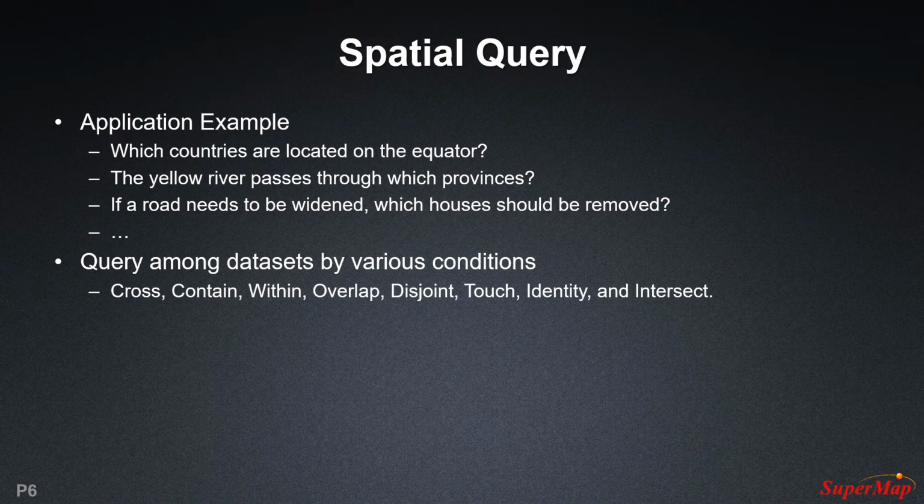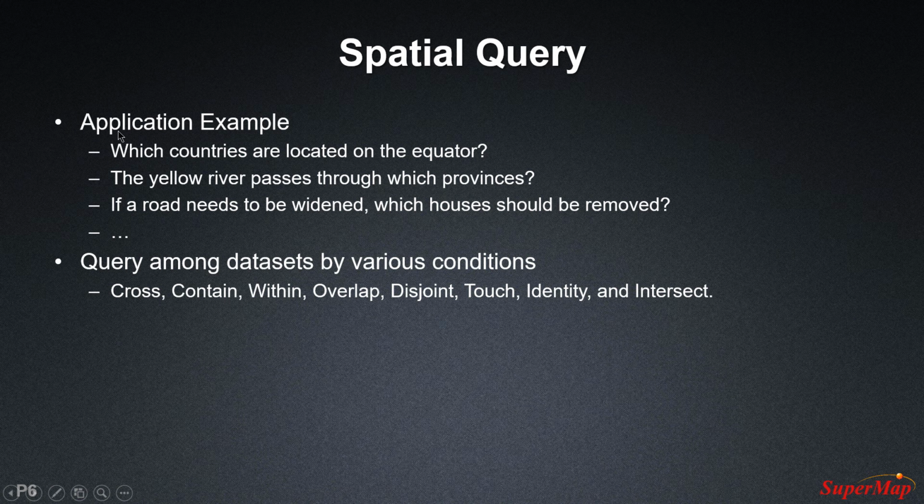The next type of query is called Spatial Query. Spatial Query is a query method that selects map features based on their spatial relationships to other features. Currently, 8 spatial query operators are supported, which are cross, contain, within, overlap, disjoint, touch, identity, and intersect.